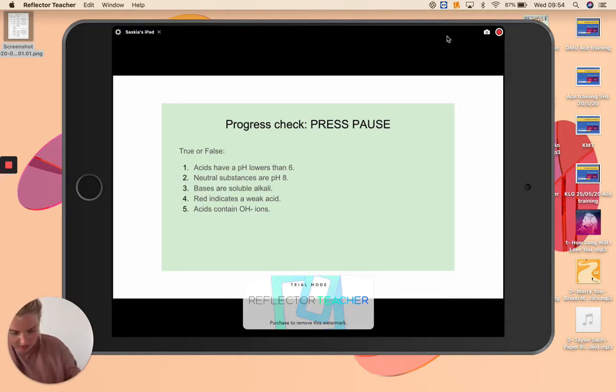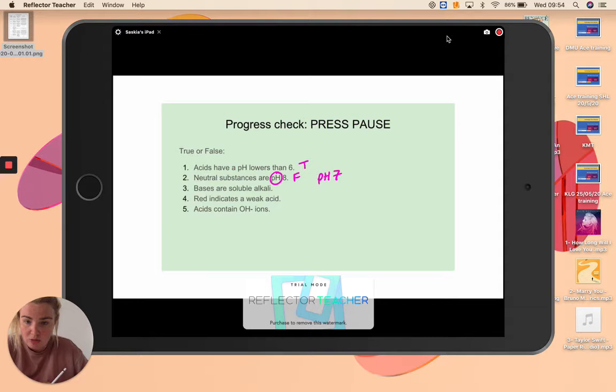So, first question, acids have a pH lower than 6, okay? That one is true, because pH 7 is neutral, so you can't be pH 7, they have to be lower than 6. Neutral substances are pH 8, that's false, okay? It should be pH 7. Notice when you write pH, the p is small, lowercase, and then the H is a capital letter.